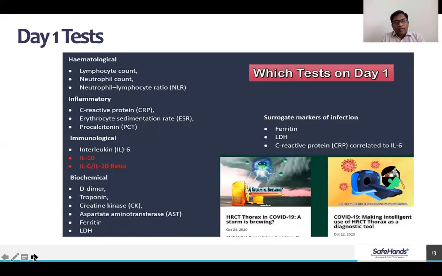These are the day 1 tests: hematologically, lymphocyte count, neutrophil lymphocyte ratio, NLR, inflammatory markers like CRP, ESR, erythrocyte sedimentation rate, procalcitonin, immunological markers, that is interleukin IL-6, IL-10, IL-6 to IL-10 ratio, biochemical markers, D-dimers, troponin, creatine kinase, AST, that is aspartate aminotransferase, ferritin, LDH. Suggested markers of infection are most commonly ferritin, LDH, and CRP. These will be elevated.